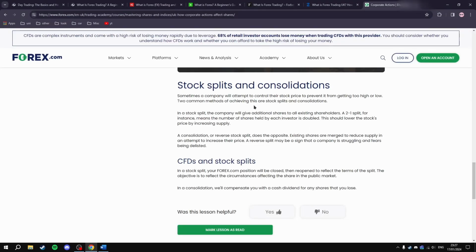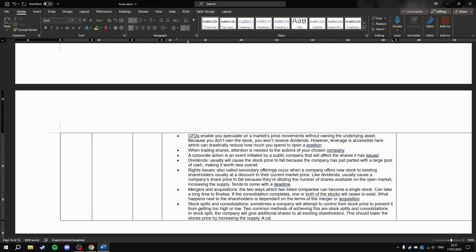A consolidation or reverse stock split does the opposite. So that would be dividing or taking away shares from all existing shareholders. Like if you got 50 shares, a consolidation then makes it so you have 25 shares, which decreases supply, and if the demand is kept the same, then the stock price will rise.